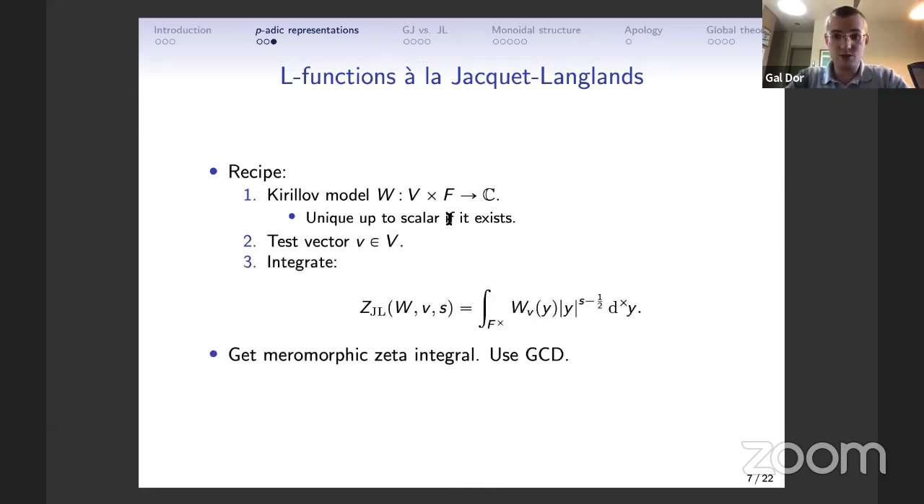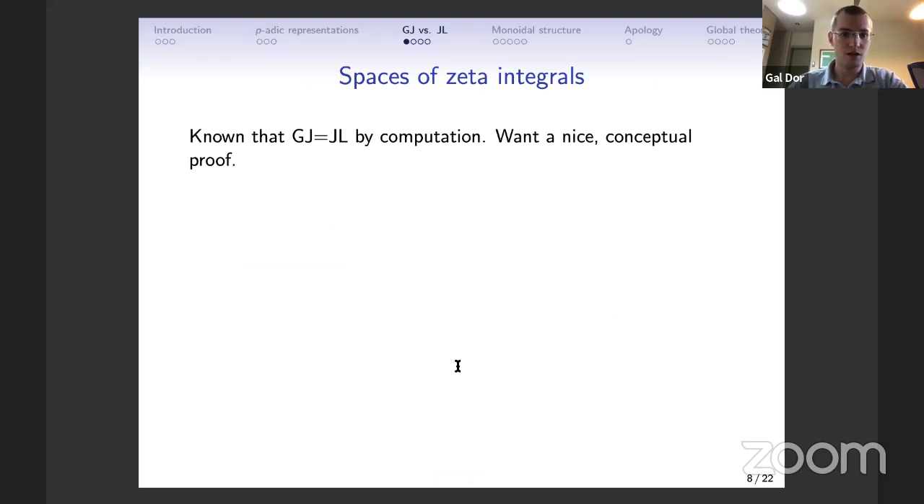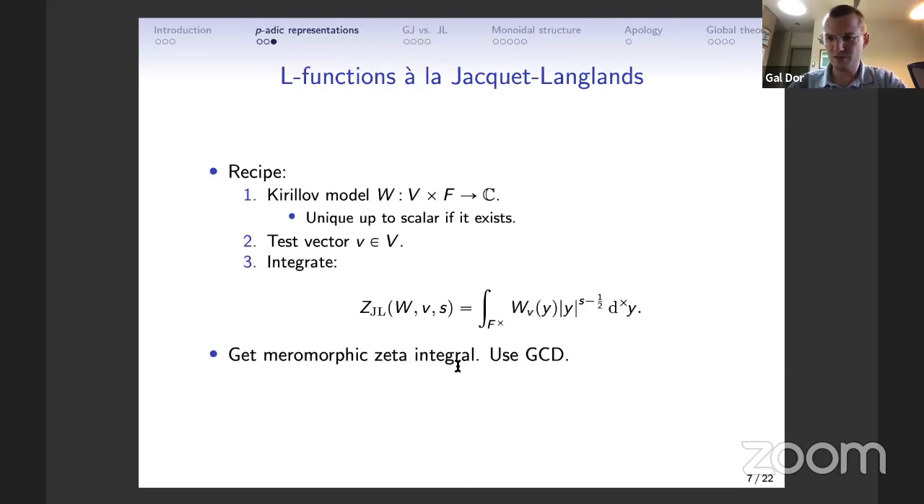And you integrate them against one another. Basically, you take the test vector, you turn it into a function on F, and you just integrate that function across F star. Once again, it depends on a complex parameter S. This is a meromorphic zeta integral. It's a rational function. You can use the GCD and you get some L function out of it. Any question before I proceed?